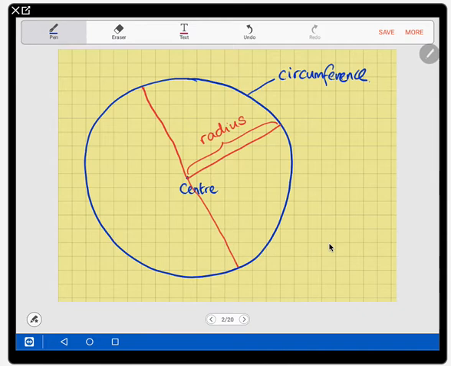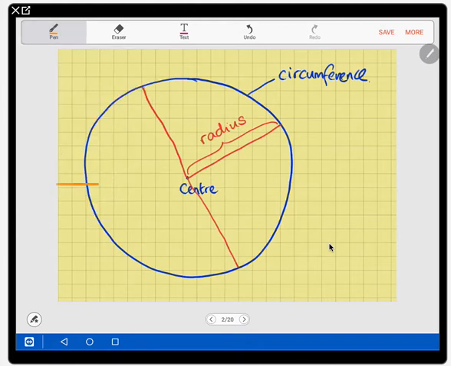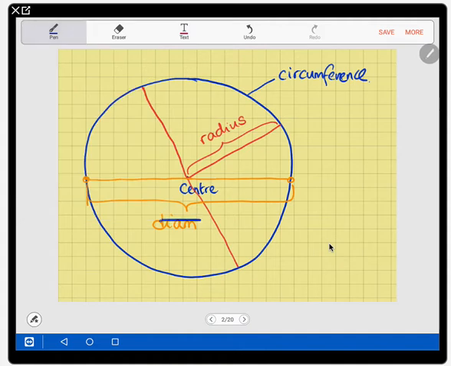Now, if I take a line anywhere on the circle and I draw a line that passes through the center and I extend it to the other side of the circle, that is called the diameter of the circle. I don't like it. The color is not very good. That's called the diameter.